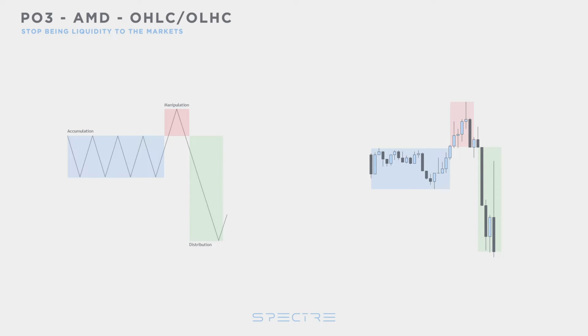And now just to follow up on that, on the right we have a chart example. So once again, we have that tight consolidation, a quick manipulation in the form of a run higher. We then get a nice rejection wick, followed by displacement, creating a fair value gap. Price returns into that fair value gap and then distributes lower. So there we have a very nice clean textbook example of a bearish accumulation, manipulation, distribution cycle.